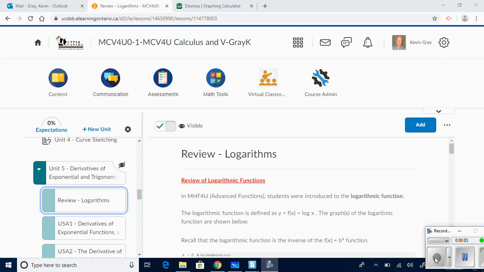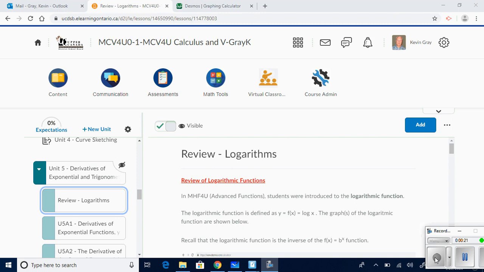Okay, guys and girls, welcome to Chapter 5, Unit 5 on derivatives of exponential and trig functions. These are called transcendental functions, and they're special types of functions that we'll be reviewing and then talking about derivatives and some applications of these.